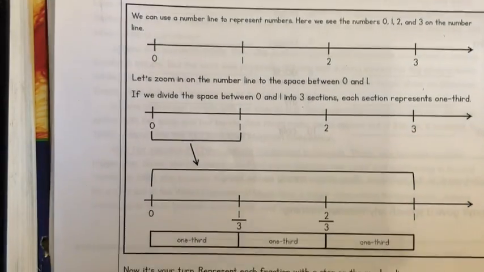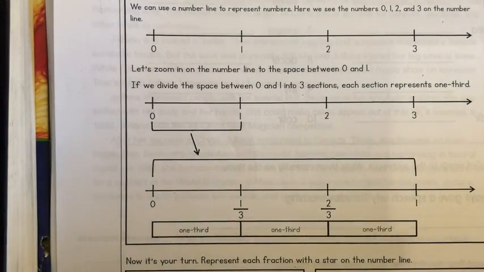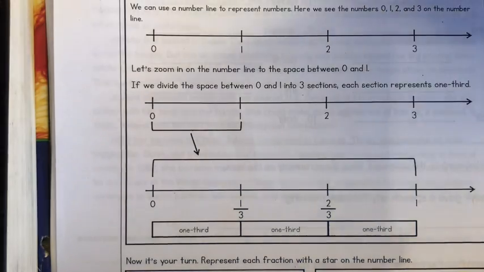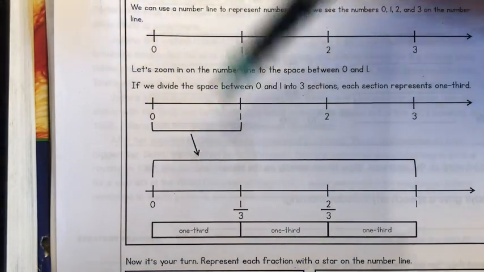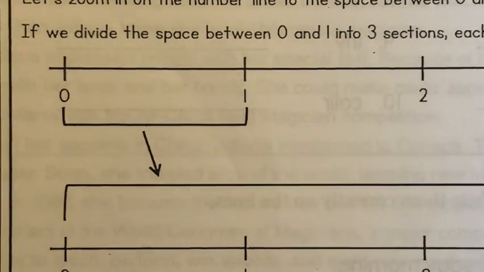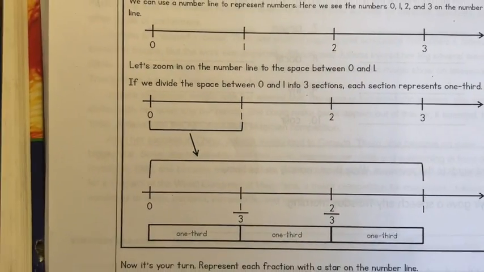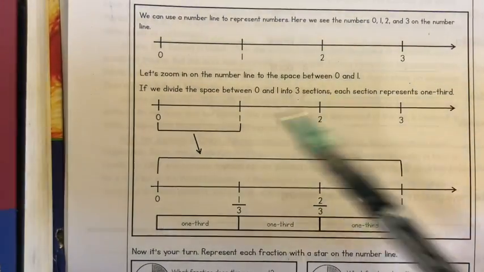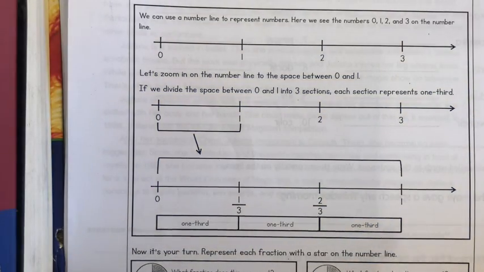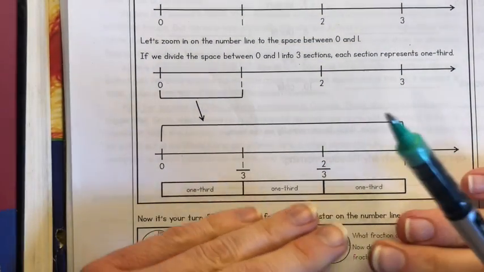Let's zoom in on the number line to the space between 0 and 1. Okay, so they're zooming in. I could actually zoom in, but I won't because then you won't be able to see what I'm doing. But you can zoom in on the number line, and then we're going to pretend that they did that and they made it really big.